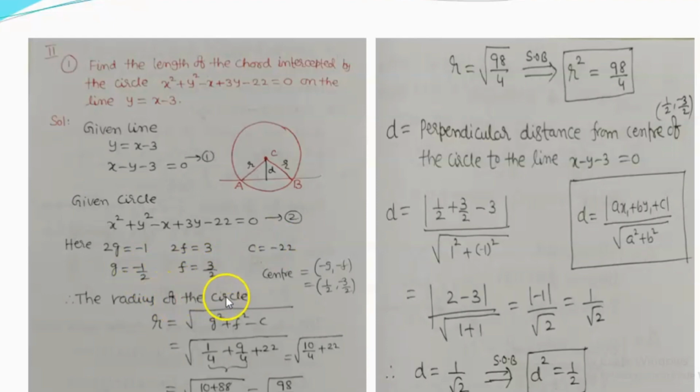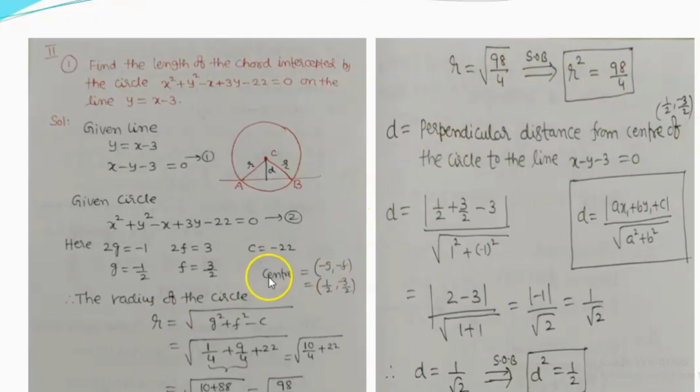Therefore, the radius of the circle r equal to square root of g square plus f square minus c. So g square means minus 1 by 2 whole square, f square 3 by 2 whole square, minus c, minus of minus 22, plus 22. So 1 by 4 plus 9 by 4 is 10 by 4, plus 22. After taking LCM, it will become 10 plus 88 by 4. It is 98 by 4, the r value. After squaring on both sides, r square is equal to 98 by 4.